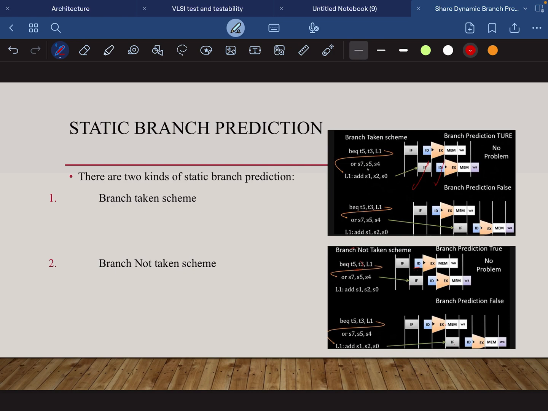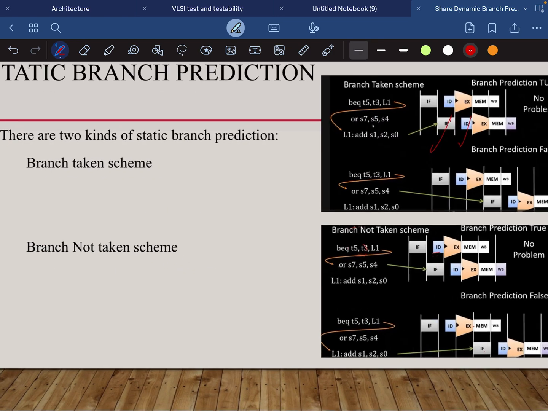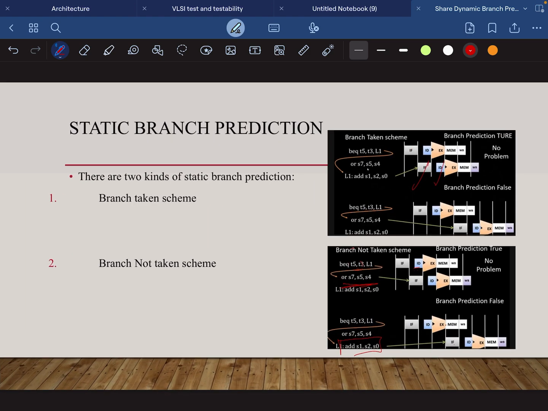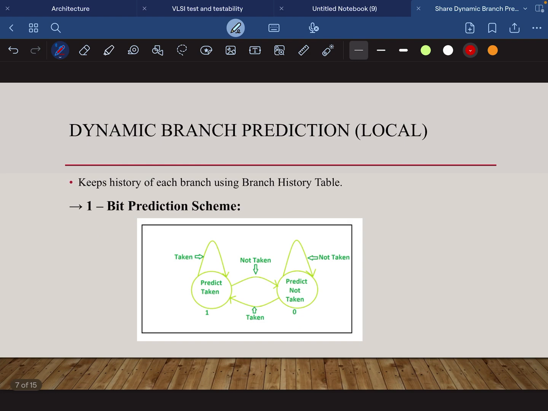In this branch not taken scheme, it is always predicted that the branch is false, and it goes to the next immediate instruction, since the branch is false. If the prediction is true, there's no problem. The execution stages go on as usual. But if it is false, then the instruction which was fetched has to be flushed, and then the branch address has to be fetched again. So this is static branch prediction. This is not mostly used since there is no track of history. That's why we go for dynamic branch prediction.